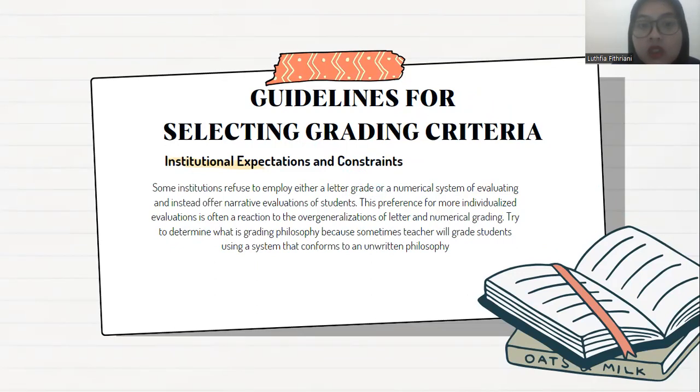Try to determine what the grading philosophy is, because sometimes teachers will grade students using a system that conforms to an unwritten philosophy.